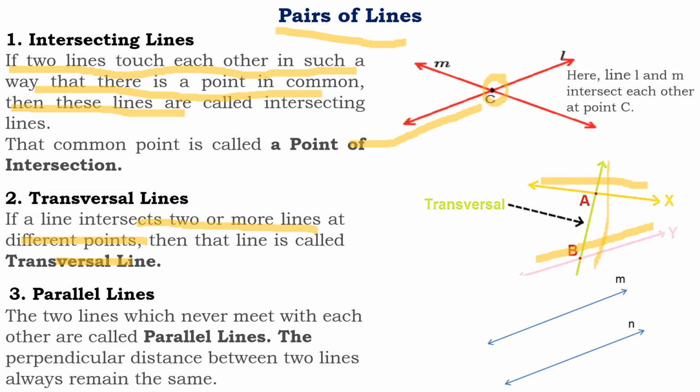Parallel lines: two lines which never meet with each other are called parallel lines. This you have studied. And the distance between them always remains the same. That's why they never meet, isn't it? If they are going like this, then they will meet somewhere. If they are going like this, then also they will meet somewhere. But what happens? They move in such a way that the distance between them is always the same. Clear?